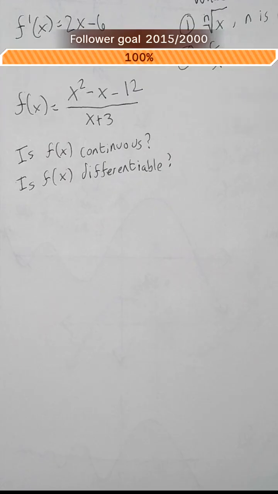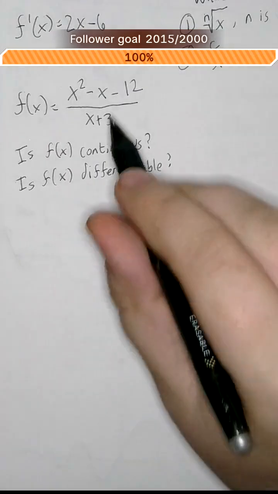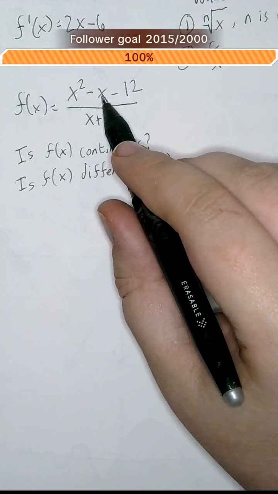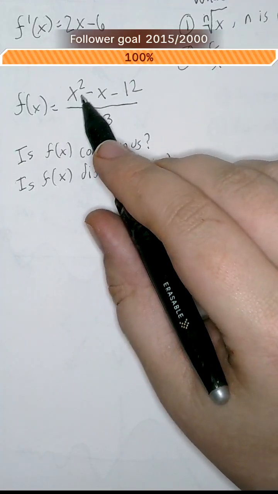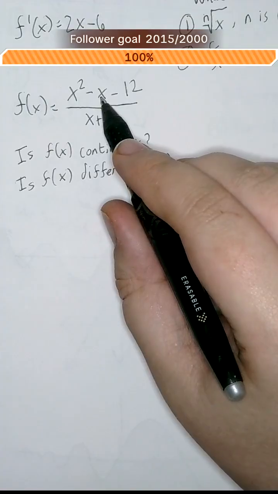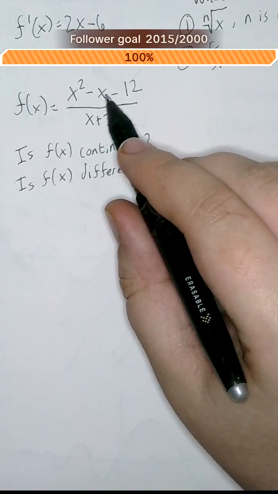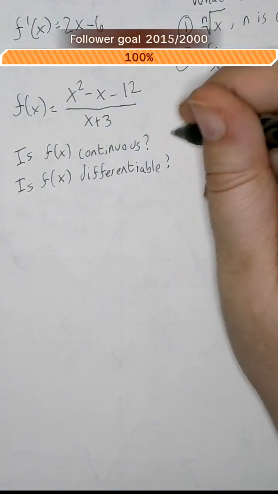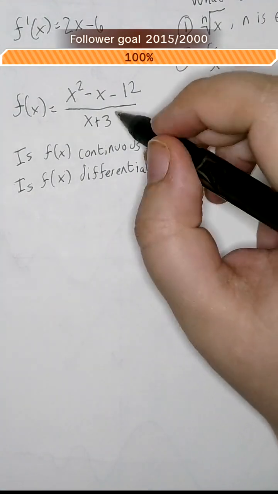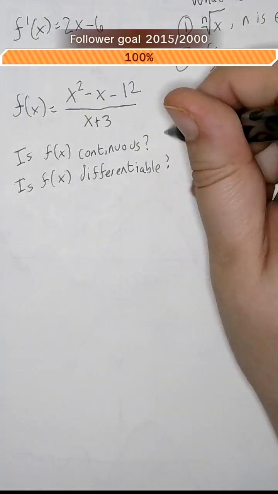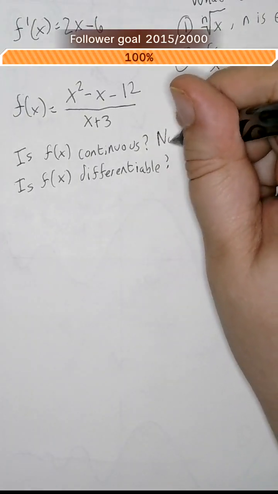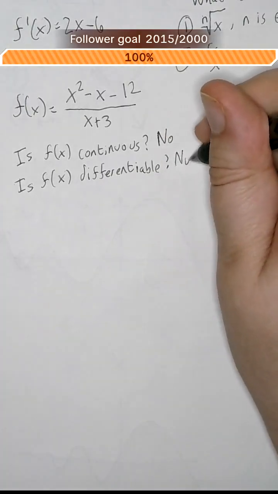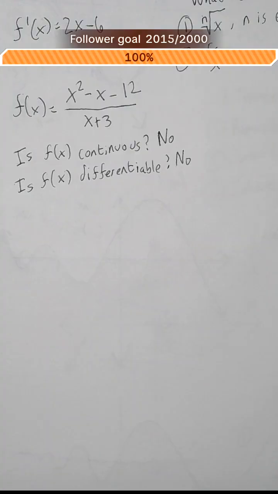Can't divide by 0, that's right. So if I plug in -3 for x, I get -3 squared minus -3 minus 12. -3 all squared is 9. 9 minus -3 is 12. 12 minus 12 is 0. -3 plus 3 is 0. So I have 0 over 0. But even if I had some other number divided by 0, it's still not continuous. So it's no. And because it's not continuous, it automatically cannot be differentiable either.